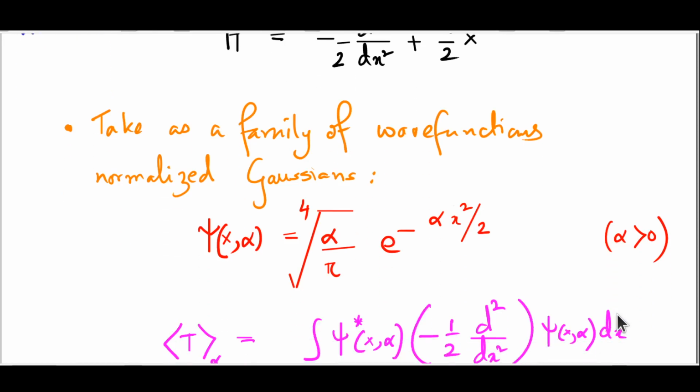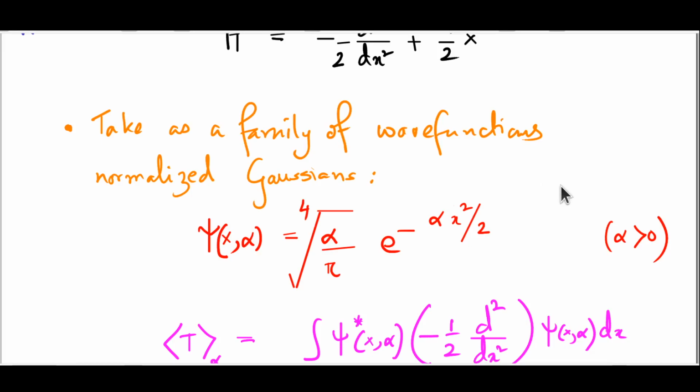Now, the expectation value of the kinetic energy, of course, is nothing but the integral of psi star of x, alpha followed by the kinetic energy operator acting on psi of x, alpha. The kinetic energy operator is minus h cross square by twice m d2 dx2 in general for one-dimensional systems. Here it is simply minus half d2 dx2. Again, our choice of units simplifies this a bit for us.